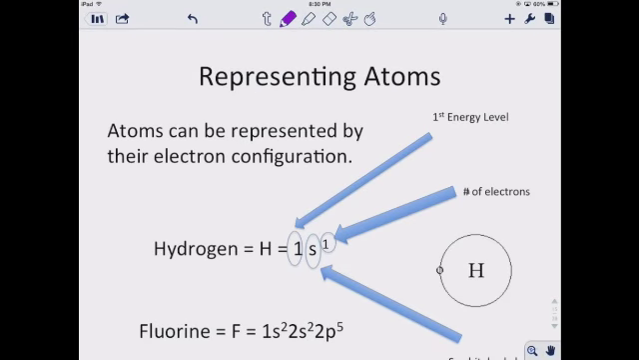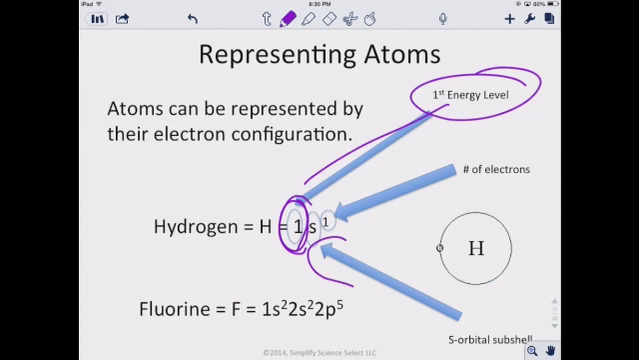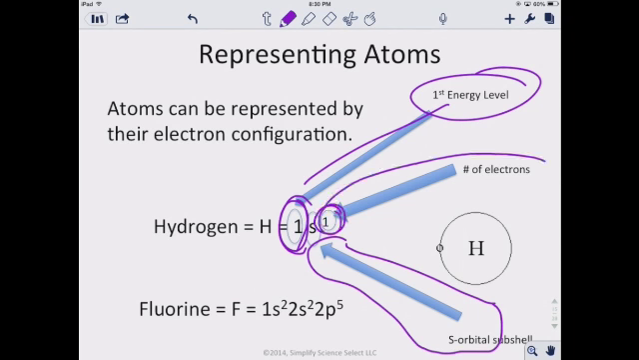Now, what an electron configuration is, it's representing the atom. And basically, it's giving the address of all the electrons. So atoms can be represented by their electron configuration. And how we do this is the number in front represents the energy level. So since there's a 1 there, that's the first energy level. The s, well, that obviously represents the subshell that it's in, the s orbital. And then the number up here in the superscript represents the number of electrons.